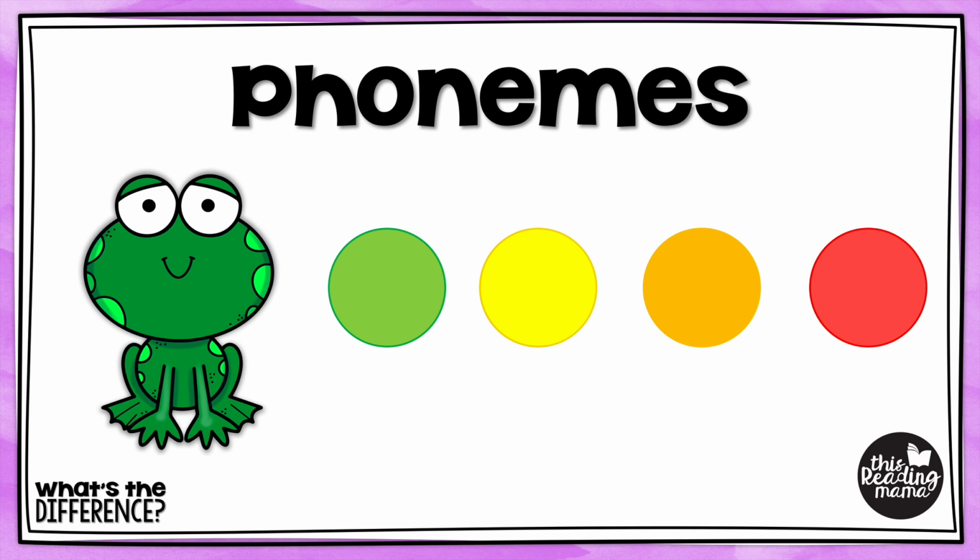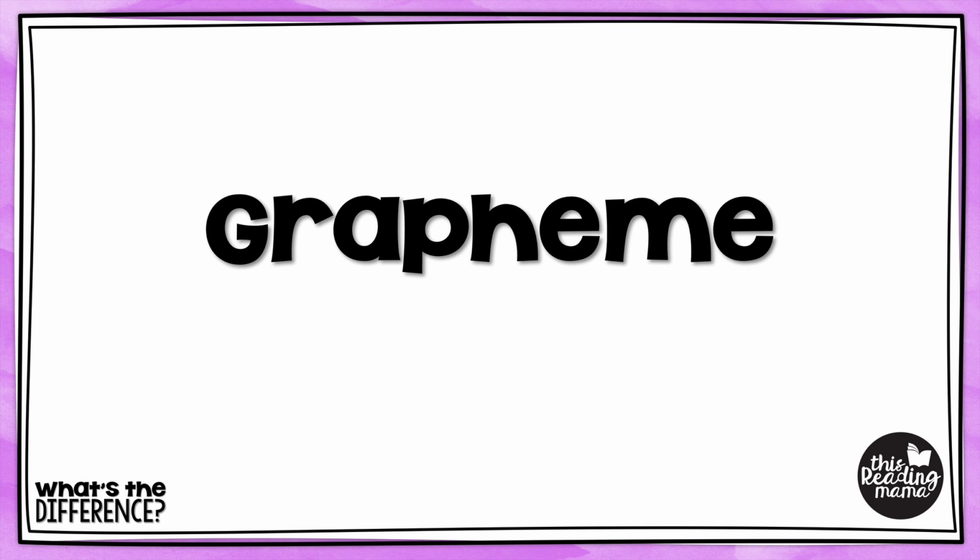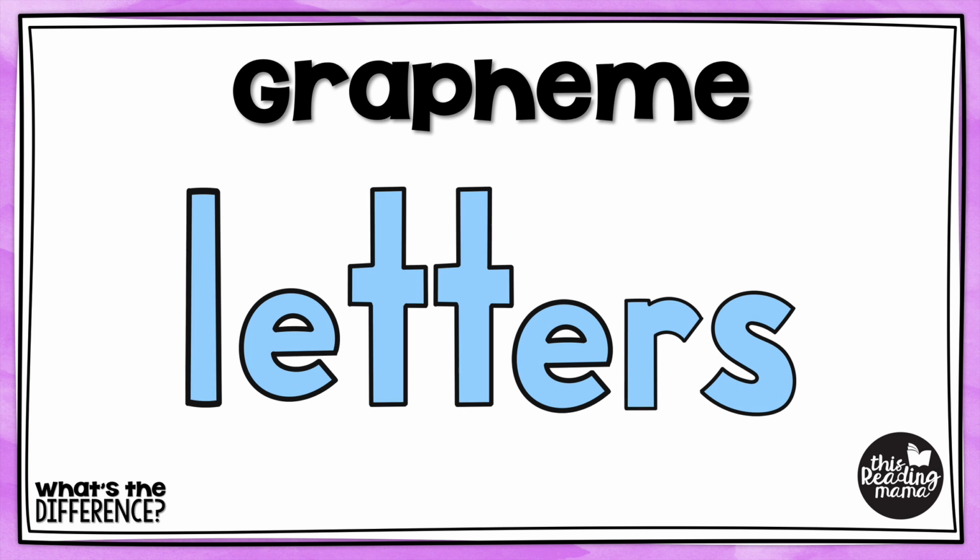Now that we understand that phonemes are sounds we hear in the words, let's move to the word grapheme. The root of grapheme is graph, and if you're familiar with this root based on other words you know, like photograph or paragraph, you'll know that graph means to write or to draw. So our graphemes are visual. In other words, graphemes are the actual letters themselves because letters are the visual or the written representations of the sounds we hear in the words.